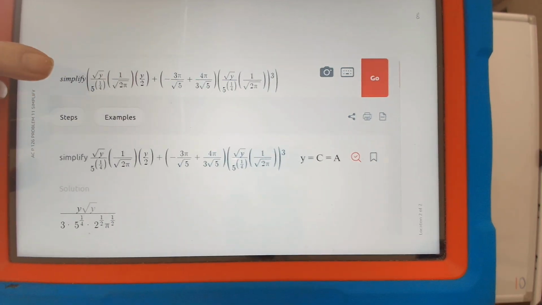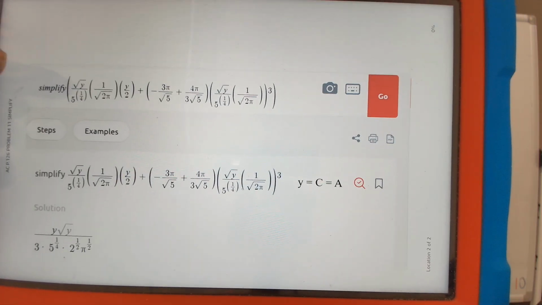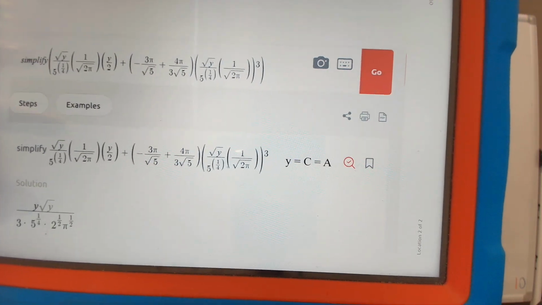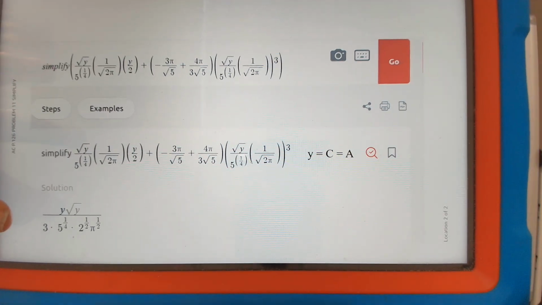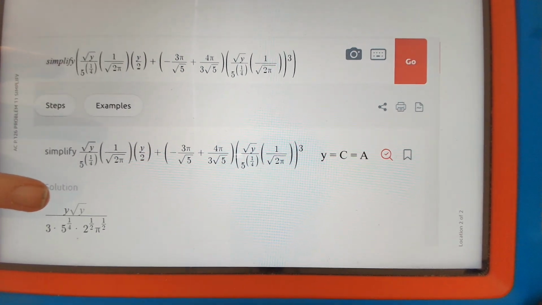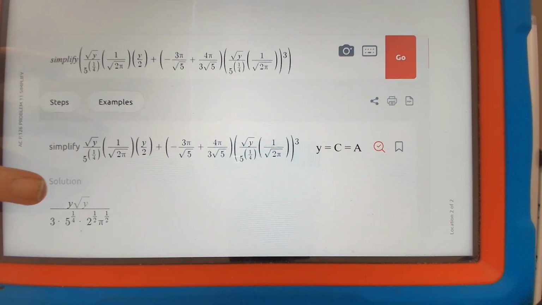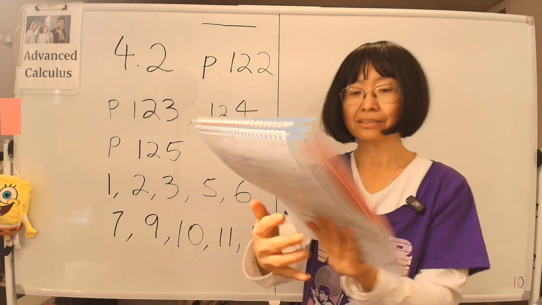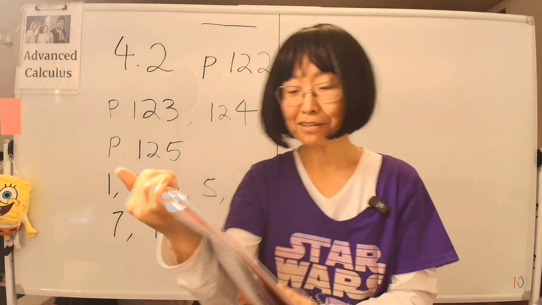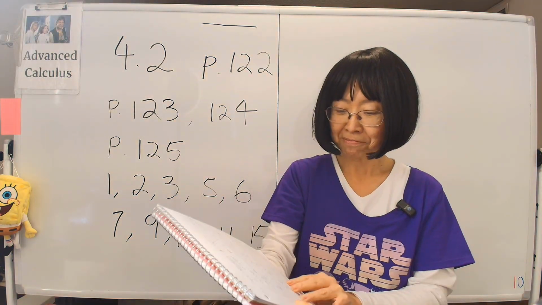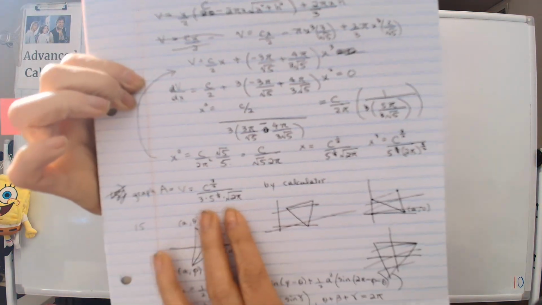So I typed all of this stuff in, and made sure I didn't get anything wrong, and it came up with this answer, and that is exactly the answer at the back of the book. If you pretend that y equals a or c, the total area, then this is exactly it. So I got it right, okay? That's the first time in my life I used the simplify function in the calculator. But I figured this is definitely worth it.